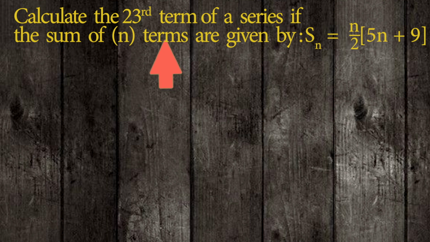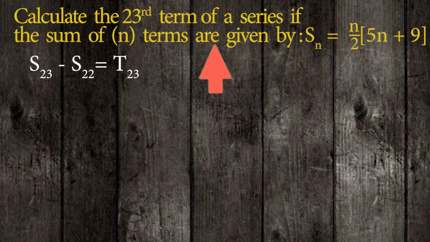Now, we cannot simply go and calculate the 23rd term by finding the constant difference because we don't know what the series looks like. But because this is the sum formula, we can make use of the sum of an amount of terms, okay? So let's see what I mean. We can simply say the sum of 23 terms minus the sum of 22 terms is equal to term 23. And that is what we want to calculate.